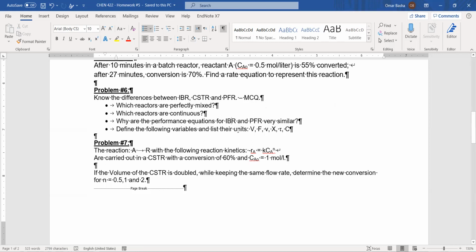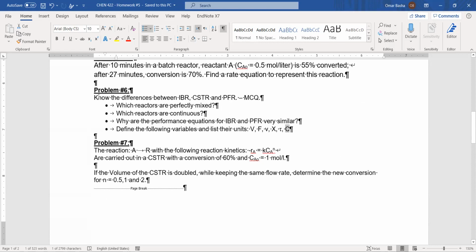Define the following variables and list their units. So again, V is volume, meter cubed, liter, whatever it is. F is your molar flow rate, which is mole per time, mole per second, mole per minute. Small v is your volumetric flow rate, which is volume per time, so it could be meter cubed per second, liter per hour, whatever it is. X is your conversion, it's dimensionless. Tau is your space-time, it's basically the time through which one volume of reactor passes through the system. Units are in seconds, and C is your concentration. Units are moles per meter cubed. Okay, just know this stuff.